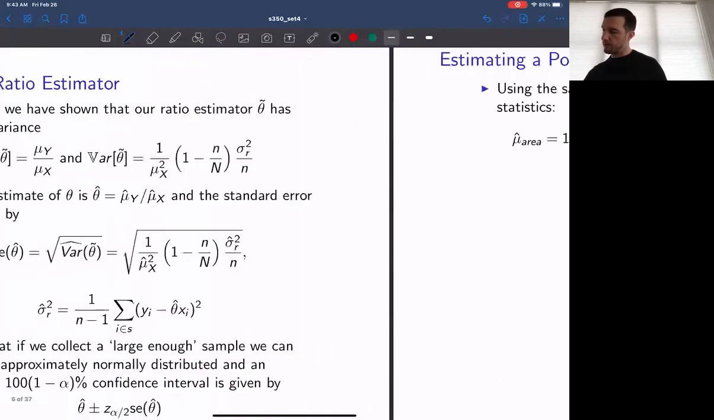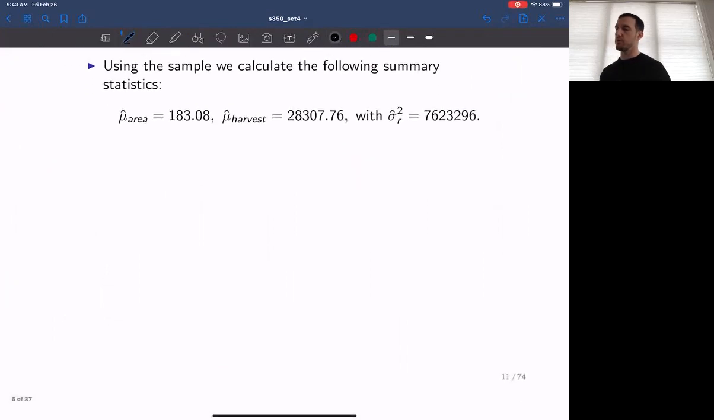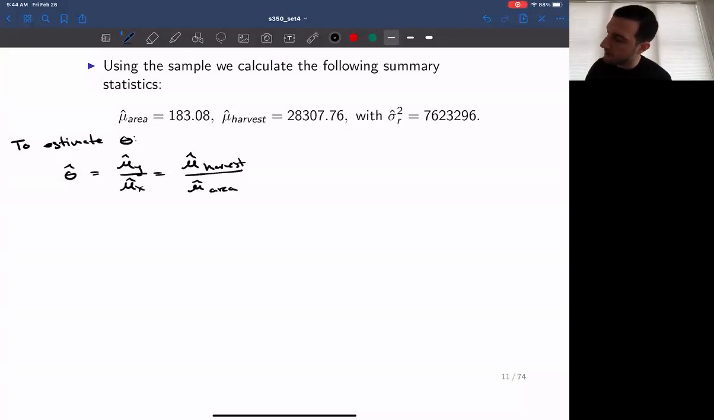Okay, so we want to calculate or estimate the population ratio between the harvest and the area. So this will be done just by applying the properties that we have just found. For example, to estimate theta, we have theta hat is equal to mu hat y over mu hat x. This is going to be mu hat harvest divided by mu hat area.